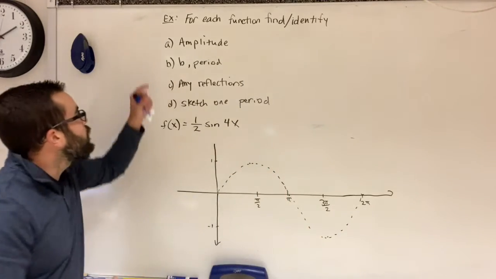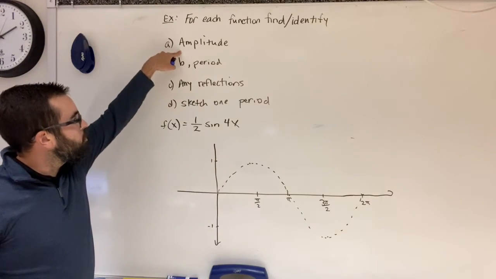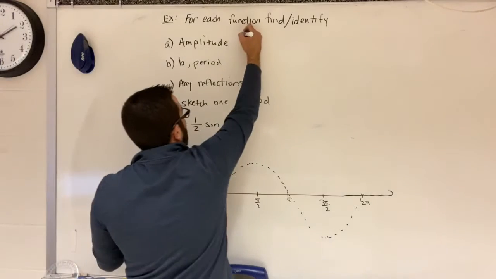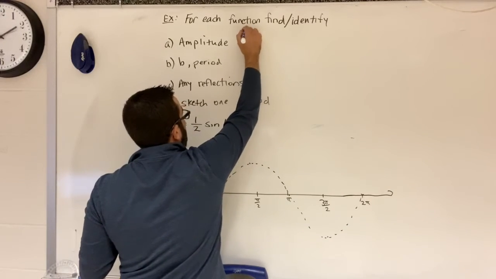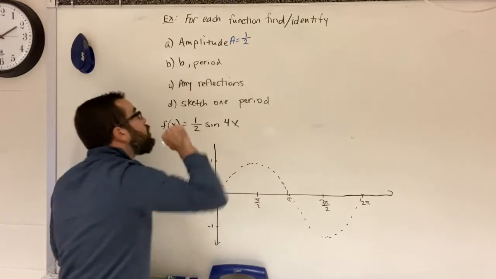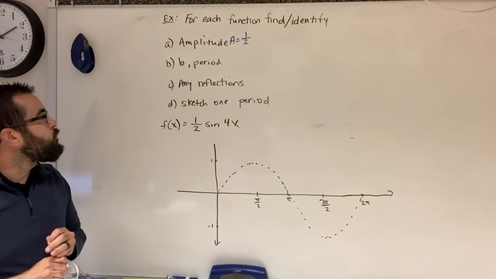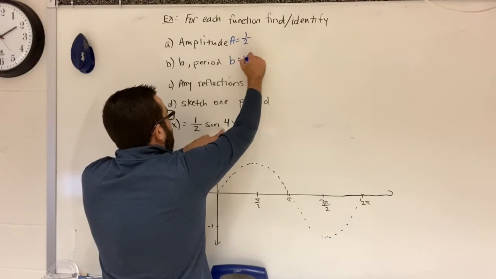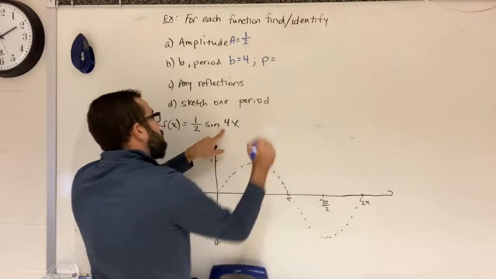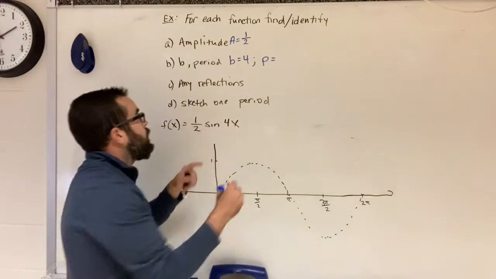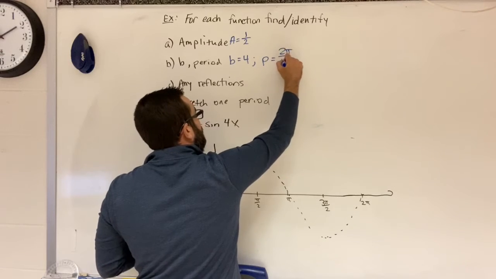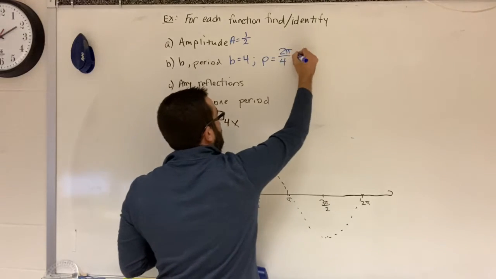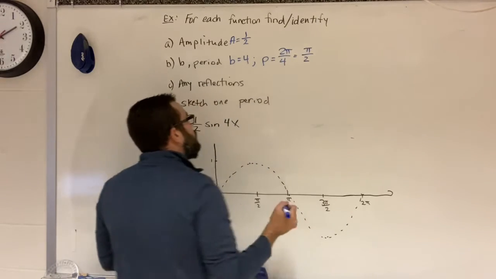All right, so let's start here. We're asked for the amplitude. So the amplitude is 1/2. It's just the value of A. Now we're asked for the value of B and the period. So the value of B is 4. So our period, P, is 2 pi divided by 4. It's just 2 pi divided by B, which is pi over 2.